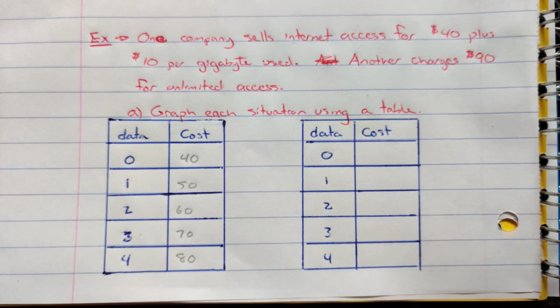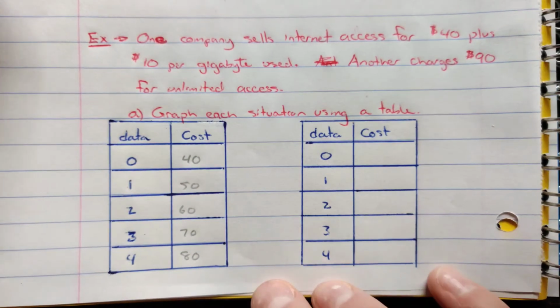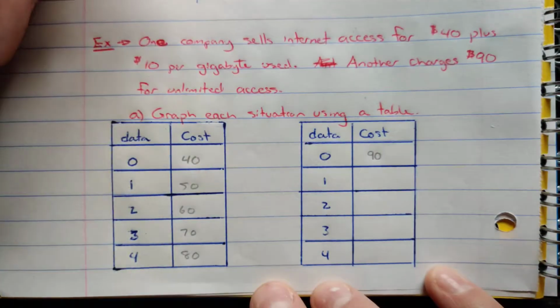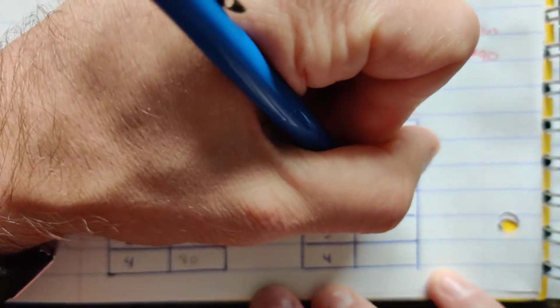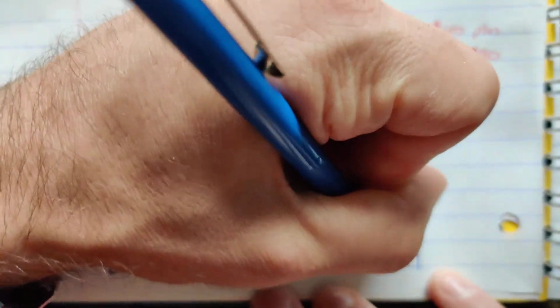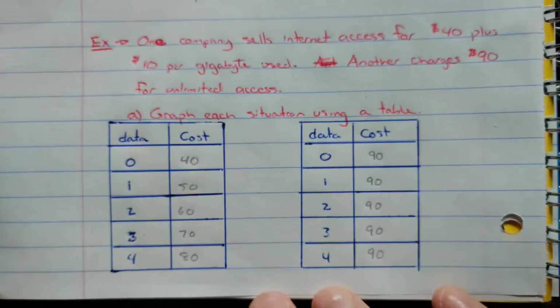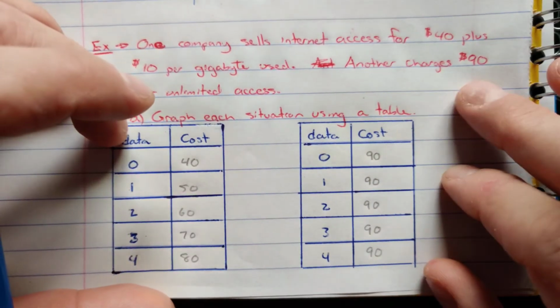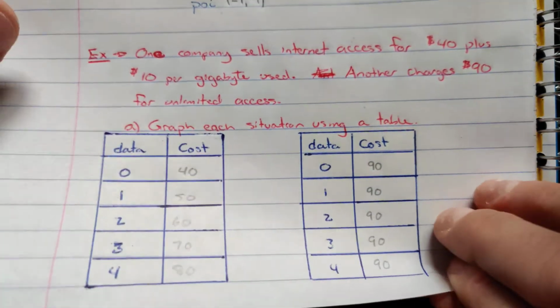And then our second company charges $90, but you get unlimited access. So if you use 0 gigabytes of data, you pay $90. Use 1 gigabyte, $90. 2 gigabytes, $90. 3 gigabytes, $90. And 4 gigabytes, $90. No matter what, you're going to pay $90. So we have two situations. We can graph these now.